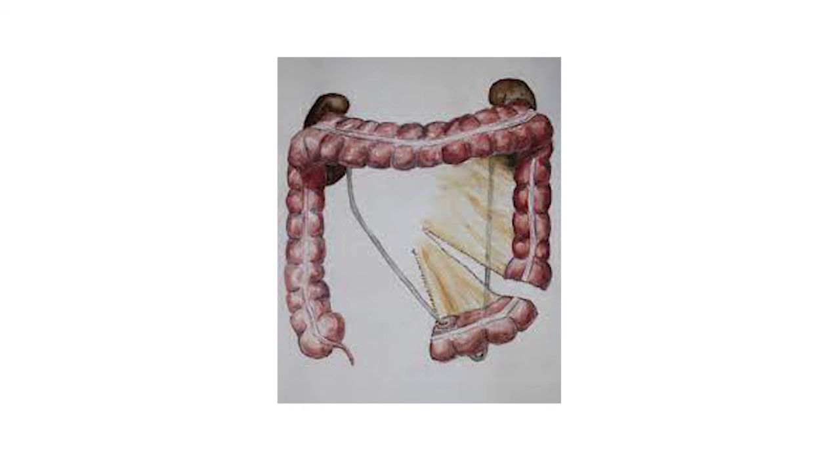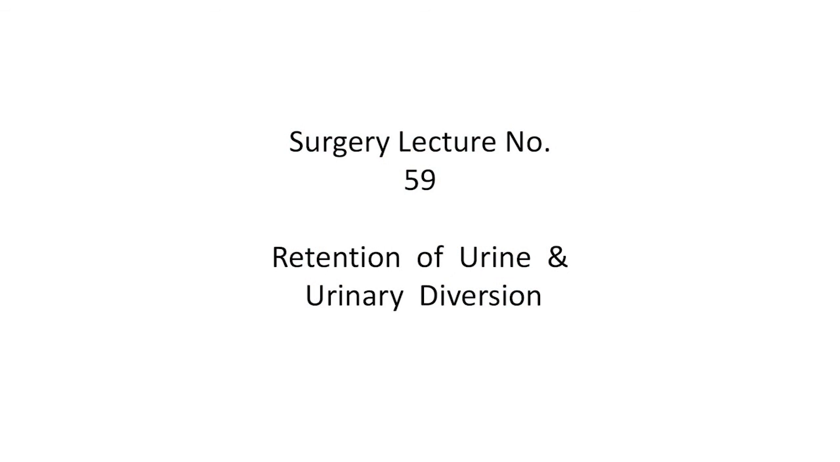Both ureters are sutured in the part of the colon, that is the rectal bladder you can see. Dear students, you can refer to the textbook to clear these points, and also there are good videos on YouTube. You can also refer there.